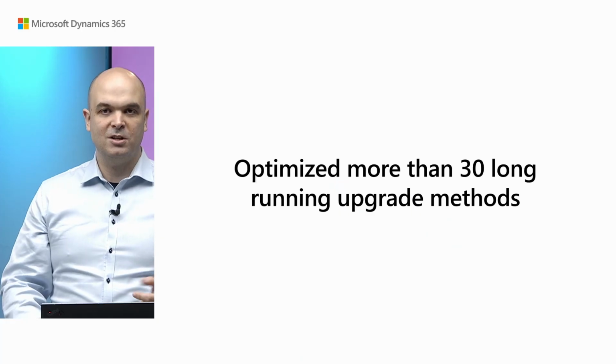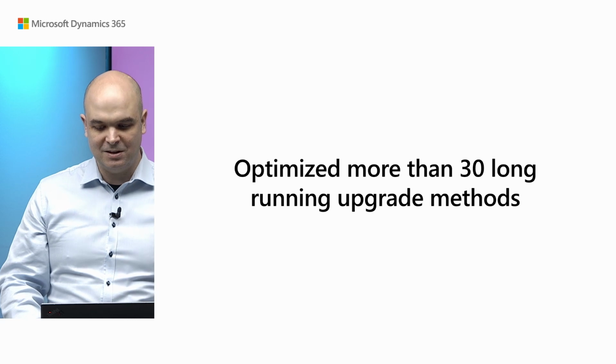In the last two versions, we have optimized over 30 long-running upgrade methods, so it takes less time to get to version 21 or 22 than it took to get to version 19. So we are always recommending to upgrade to the latest version. We are also monitoring how long the upgrade takes, so we are going to be optimizing long-running upgrade methods once we detect them in SaaS.